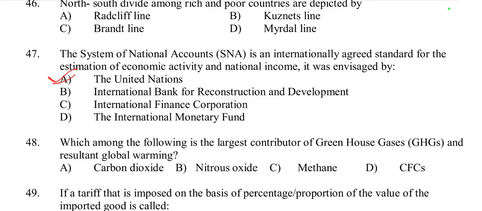So option A is right, because SNA provides a comprehensive framework for measuring and analyzing economic activity and national income, and it is maintained by the United Nations in collaboration with other international organizations. So option A is right here.